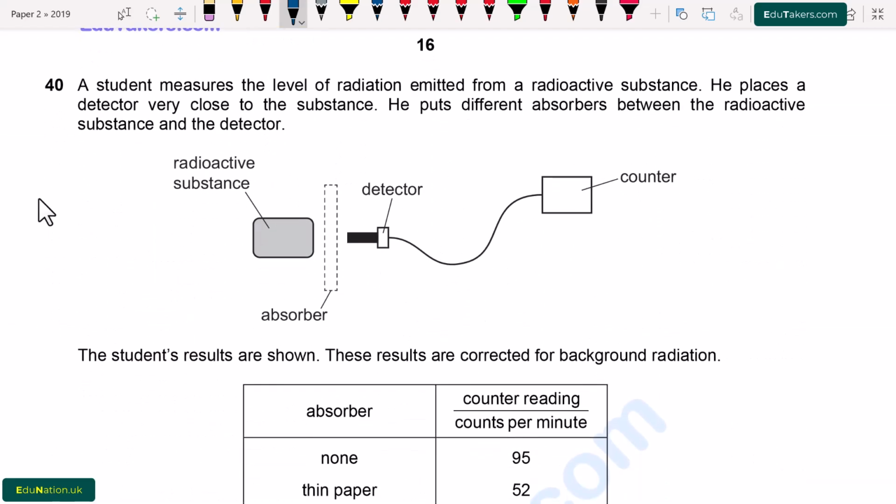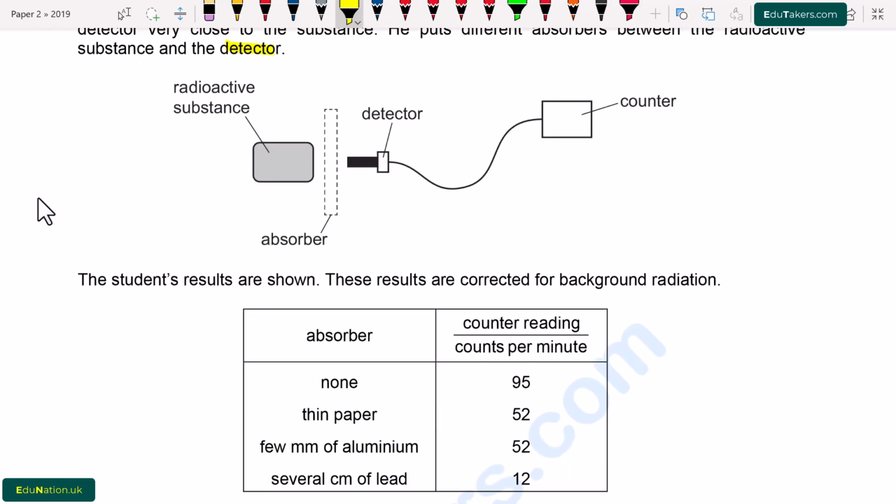Question number 40. A student measures the level of the radiation emitted from a radioactive substance. He places a detector very close to the substance. He puts different absorbers between the radioactive substance and the detector. First of all, in the diagram we can see that there is a radioactive substance and there is also the absorber. Next there is a detector and the counter. The student's results are shown. These results are corrected for the background radiation.